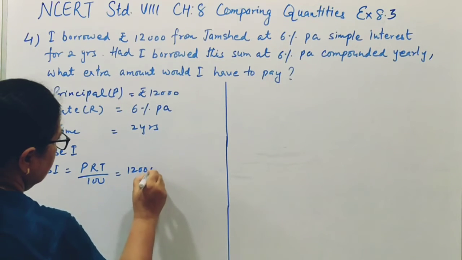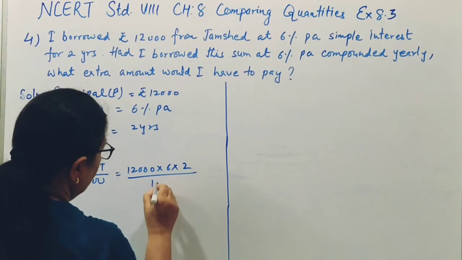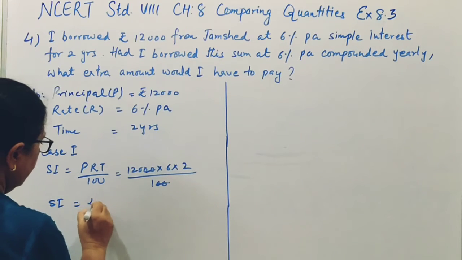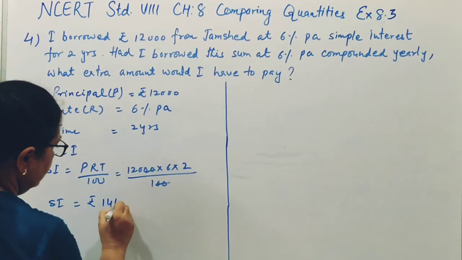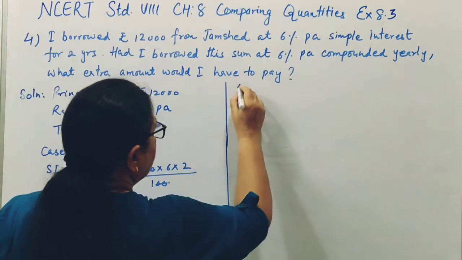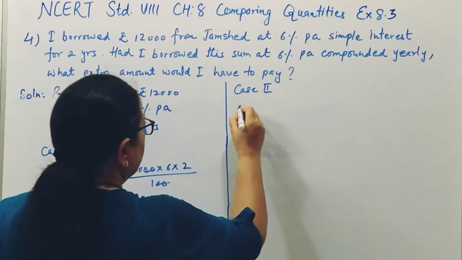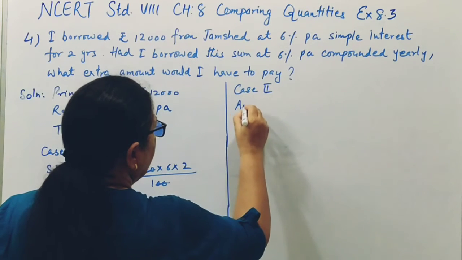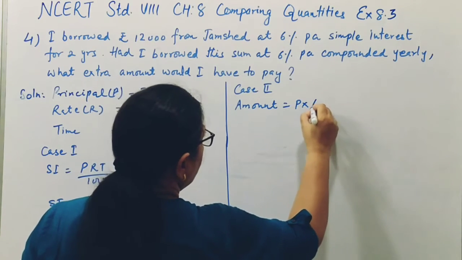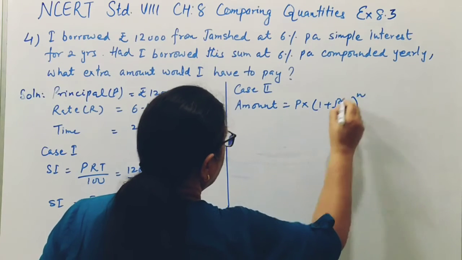So 12,000 into 6 into 2 upon 100. So after simplification we get rupees 1440. Second case is compound interest. So we have to find amount first. Therefore amount is P into 1 plus R upon 100 raised to power time.